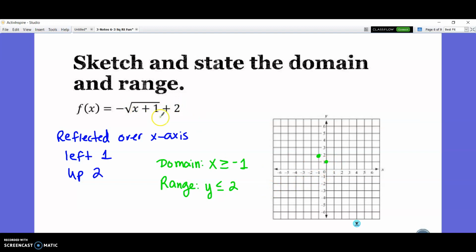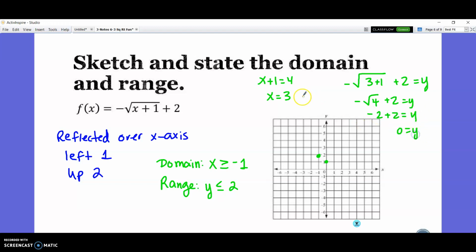We could also take the square root of 4. So x plus 1 has to equal 4. That means x is 3. So if I plugged in 3, negative square root of 3 plus 1 plus 2. This would be negative square root of 4, -2 plus 2, that would equal 0. So when I plug in 3, y is 0, and this would be what the graph looks like. Okay.